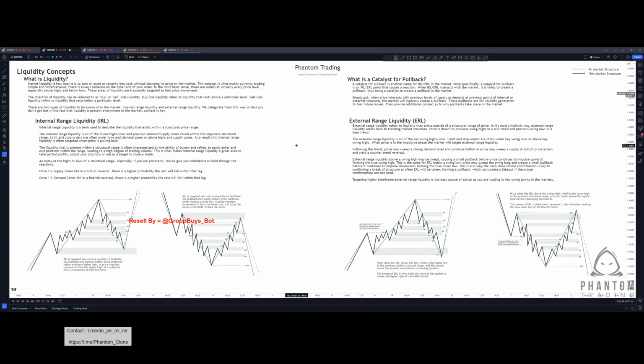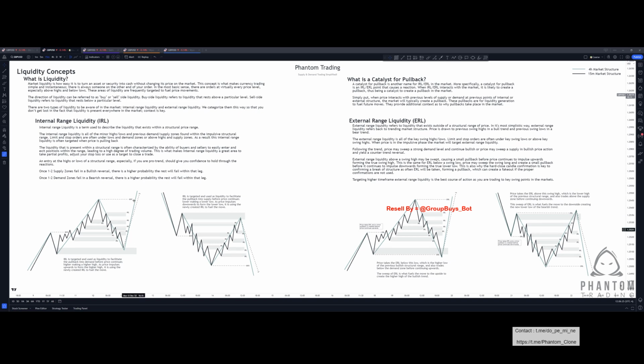An entry at the highs or lows of a structural range, especially if you're pro-trend, should give you confidence to hold through the reactions. Once 1 to 2 supply zones fail in a bullish reversal, there's a high probability that the rest will fail within that leg. Once 1 to 2 demand zones fail in a bearish reversal, there's a high probability that the rest will fail in that leg. So let's take a look at an example of internal range liquidity in a bullish market sense.